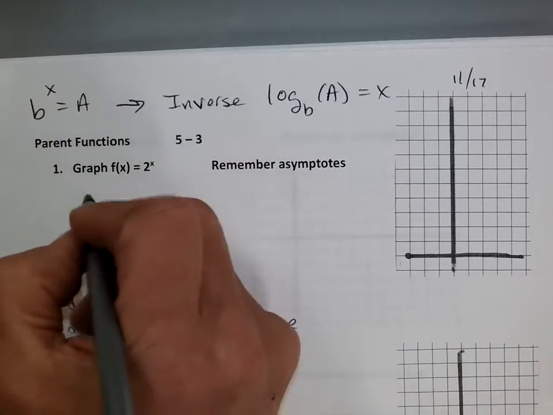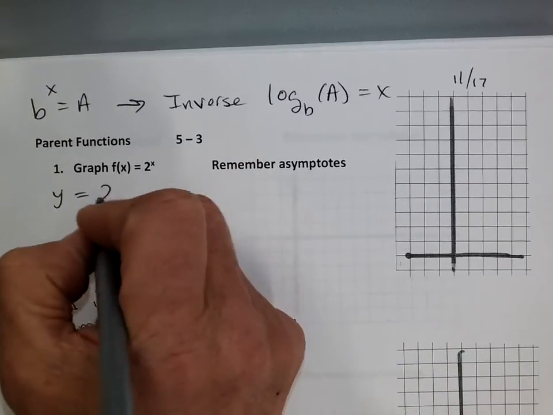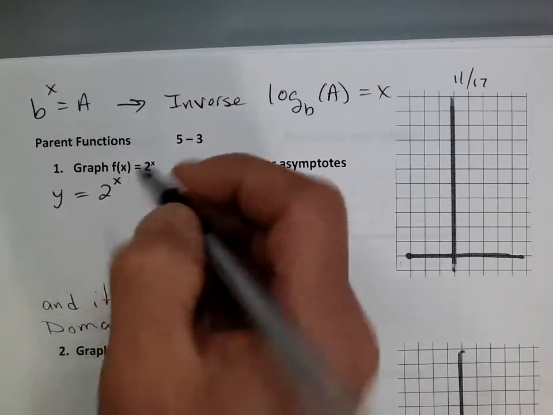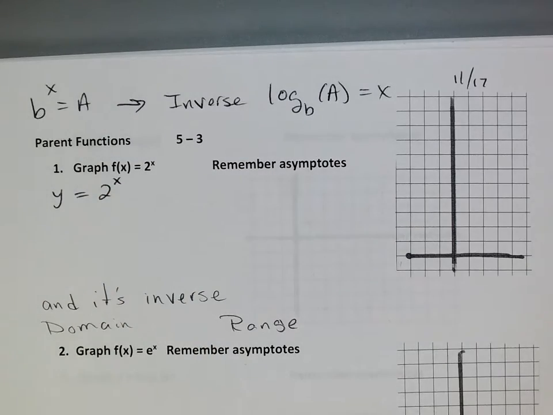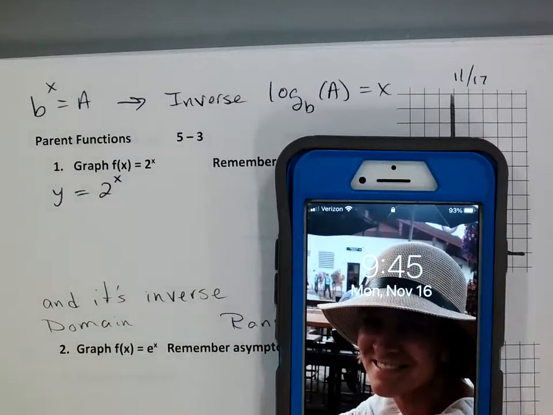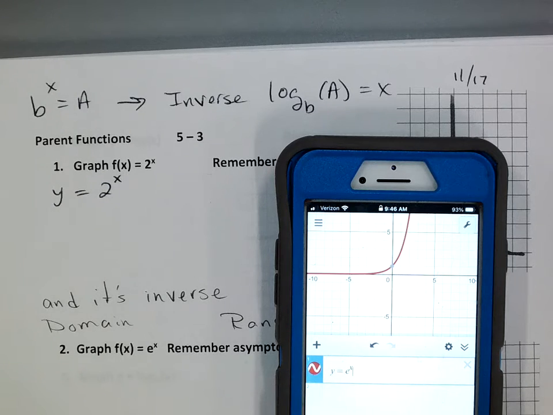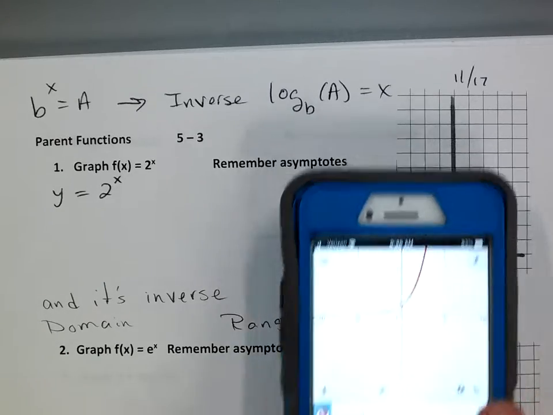it is a function, but y equals 2 to the x. You can actually put this on Desmos. Okay, so if you have Desmos, if I do y equals 2 to the power of x, it looks like that, okay?